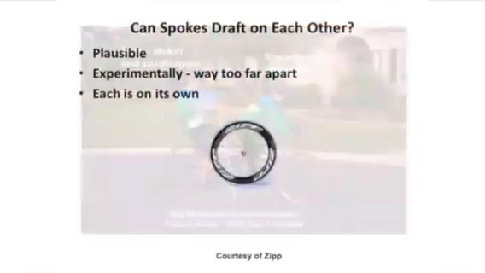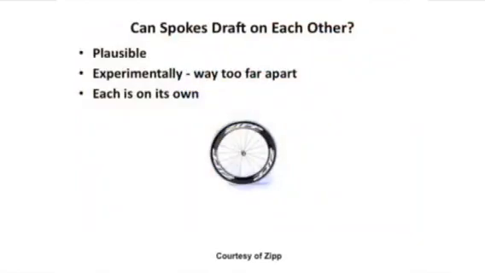It's interesting to contemplate whether spokes could draft on each other or not, since there are many spokes in the wheel. It's plausible that they could, but experimentally it's been determined that they're way too far apart. So each spoke, as the wheel is turning, has to act on its own to cut through the air and deal with its own aerodynamic problems.